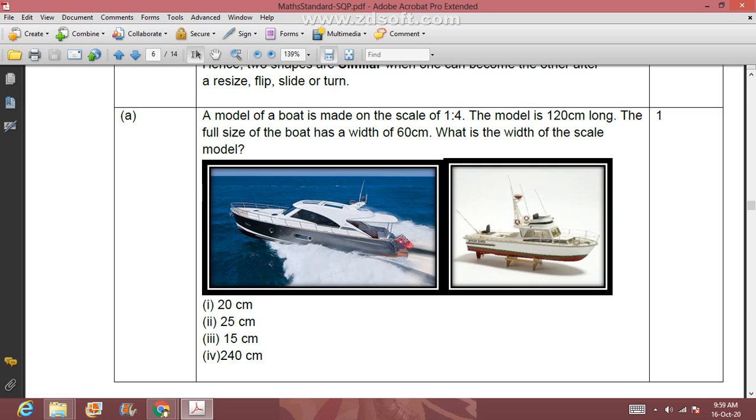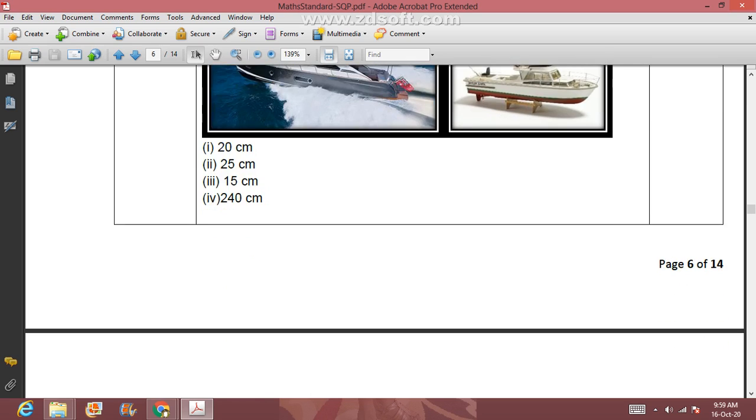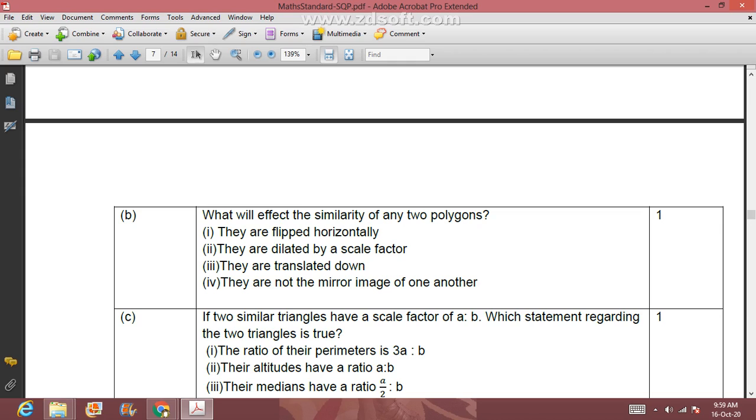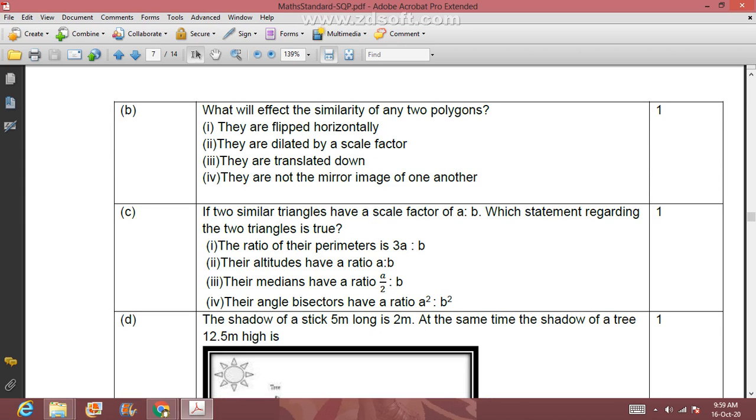Okay, so you have to relate these two similar figures. So accordingly 1:4 is there, so accordingly you have to answer it here. What will be the effect on the similarity of any two polygons if it is flipped, dilated, translated, or a mirror image?